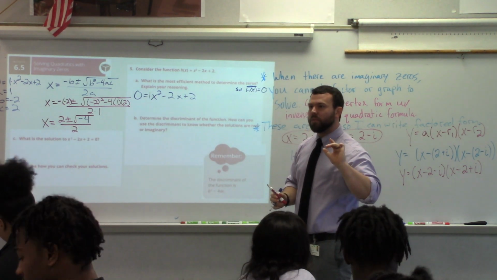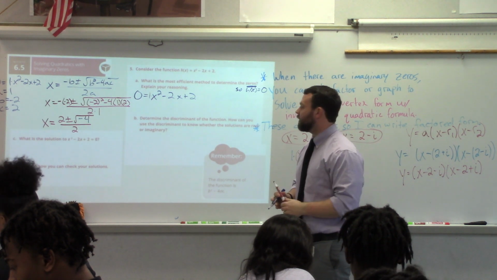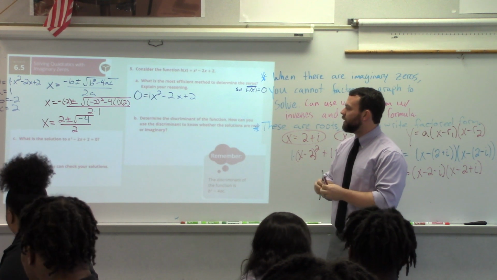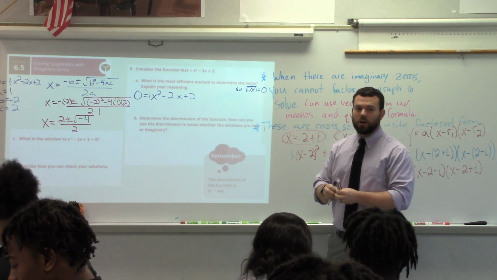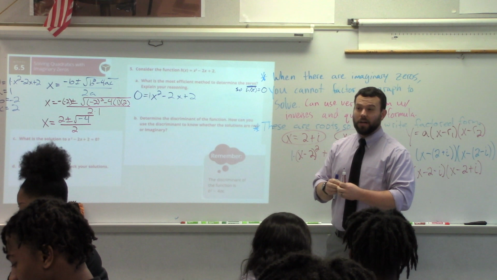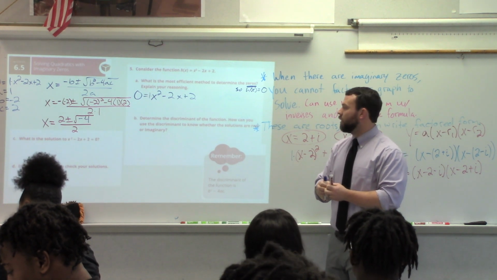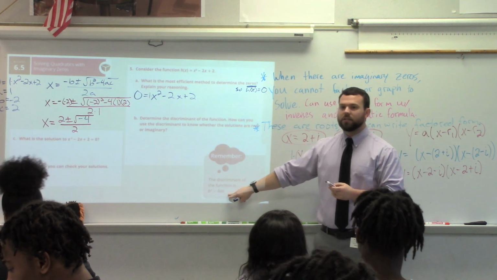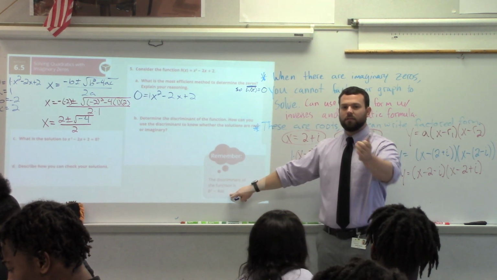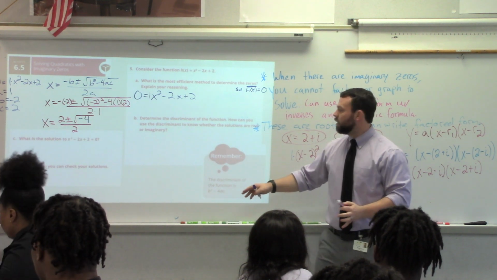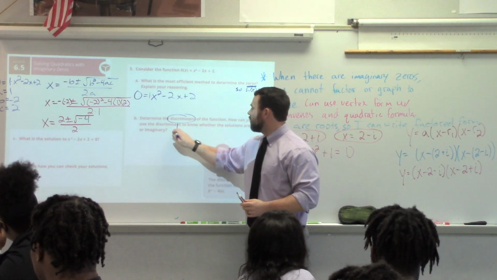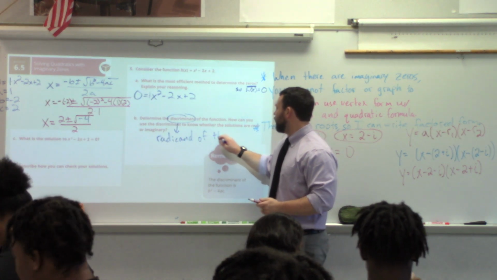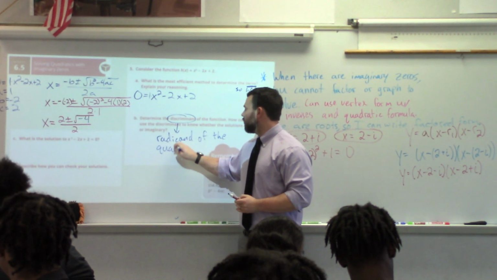Pause, stop, and listen. We got 5 more minutes to cover some important ideas. Right here, part B says determine the discriminant of the function. This is a term from Algebra 1 that you probably don't remember, but it says it right here. The discriminant of the function is b squared minus 4ac. What is that? The radicand. That's it, right? So what they're talking about when they say the discriminant, they're talking about the radicand of the quadratic formula. What's underneath the radical.